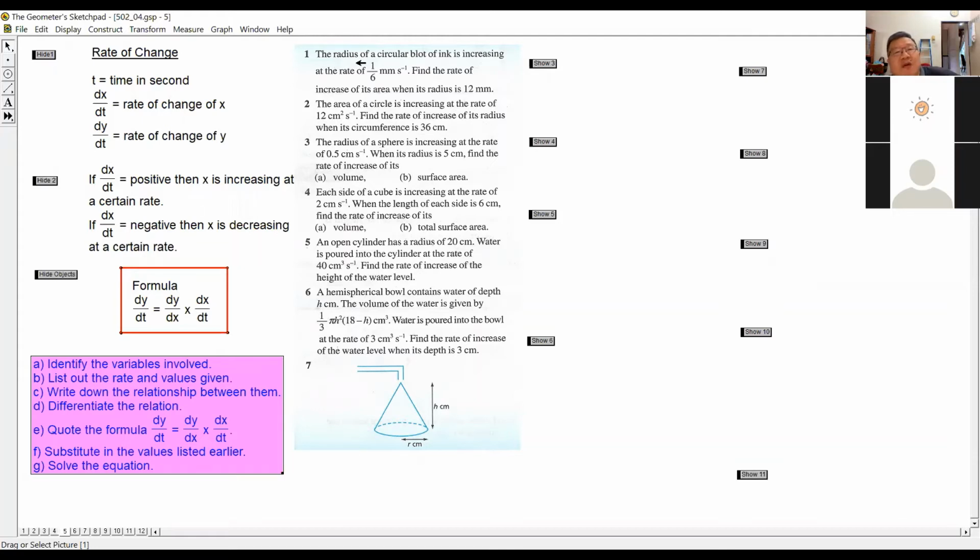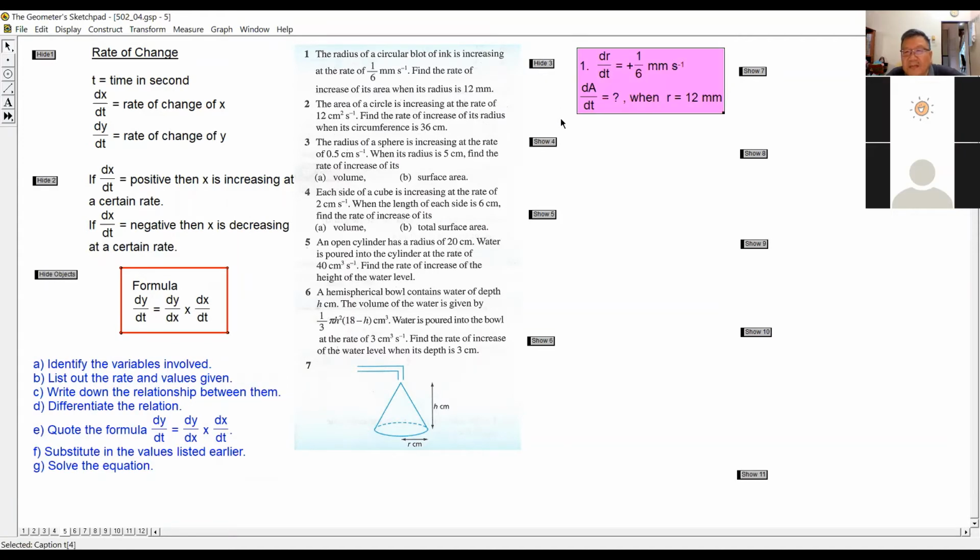Correct. So in symbol form, what must you write down? Rate of change of radius, rate of change: dr over dt. So you write down dr over dt equals to what? dr over dt is what? 1/6.